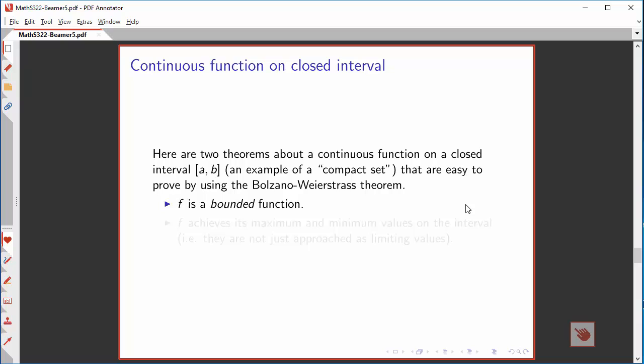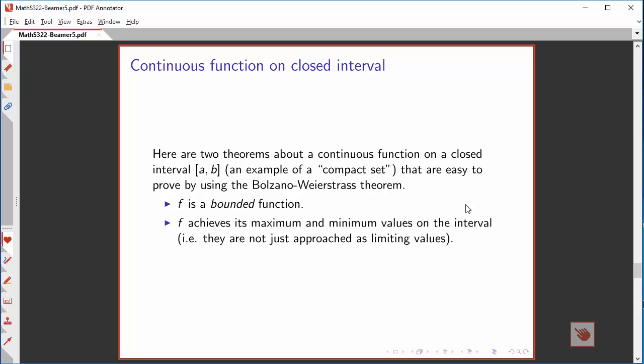On an open interval, a continuous function like 1 over x on an open interval like 0 to 1 doesn't have to be bounded, but if the interval is closed and the function's continuous, it's also bounded. Second, f actually achieves its maximum and minimum value on that interval. They're not just approached as limiting values, they're actually achieved.